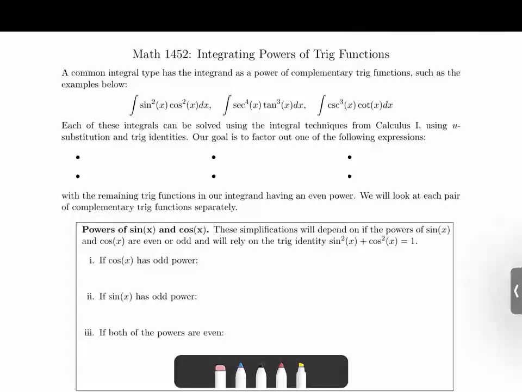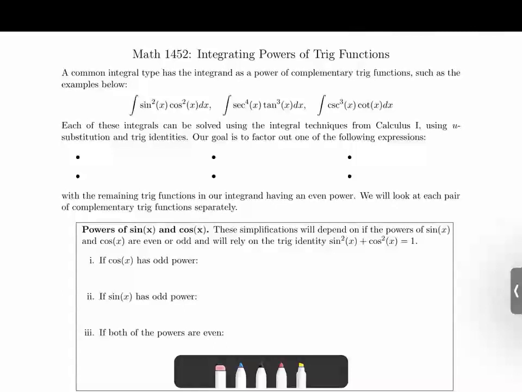The next example has a power of secant multiplied by a power of tangent. And again, these typically go together because the derivatives of secant and tangent can be written in terms of secant and tangent. And lastly, our third integral up there at the top is a power of cosecant times a power of cotangent. And again, these two go together because they're derivatives of each other.